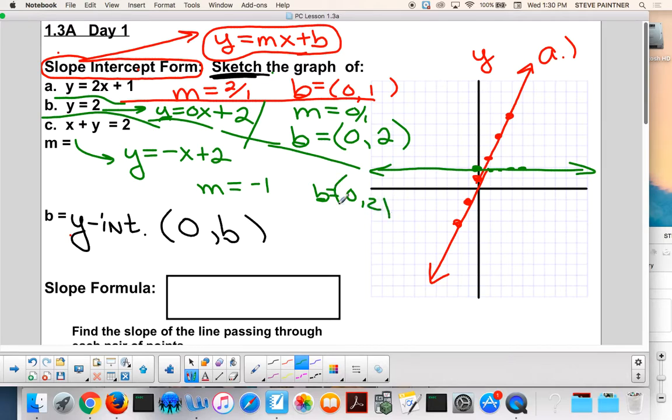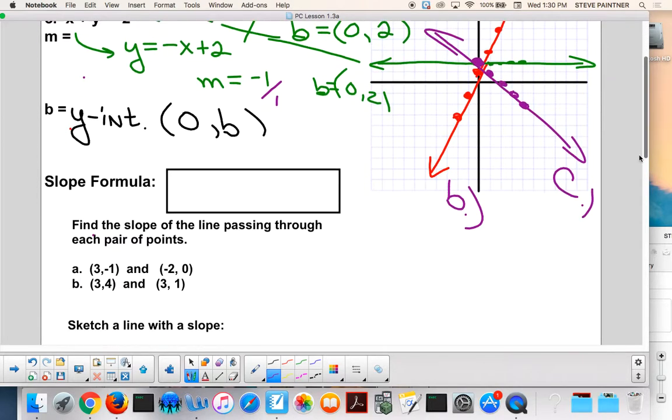Okay. So start at 0, 2 right there. This time your slope is negative, so you're going to start by doing what? Yeah, it's down 1, right 1. Right? Down 1, right 1. There goes. This is C. This is B. And that is A. Questions? Good. Okay. All right. Keep going.